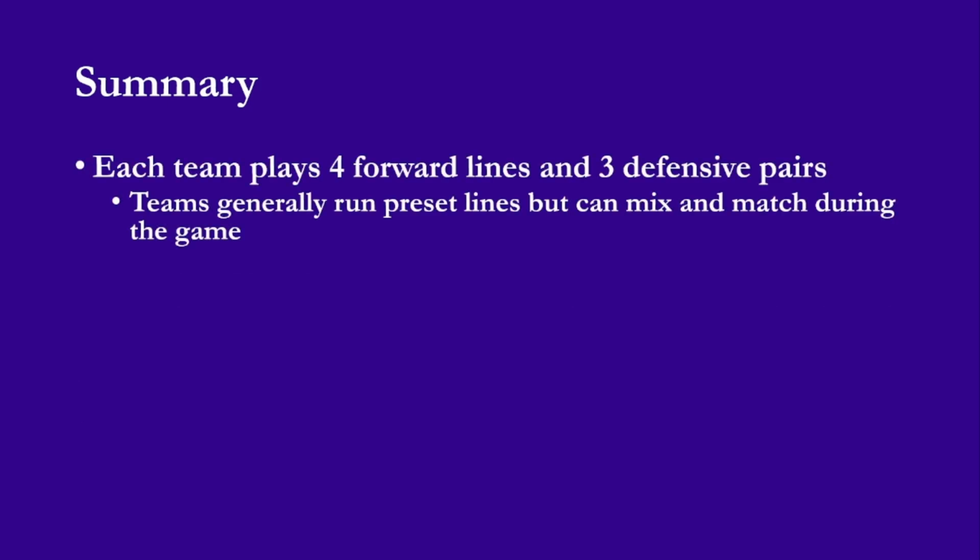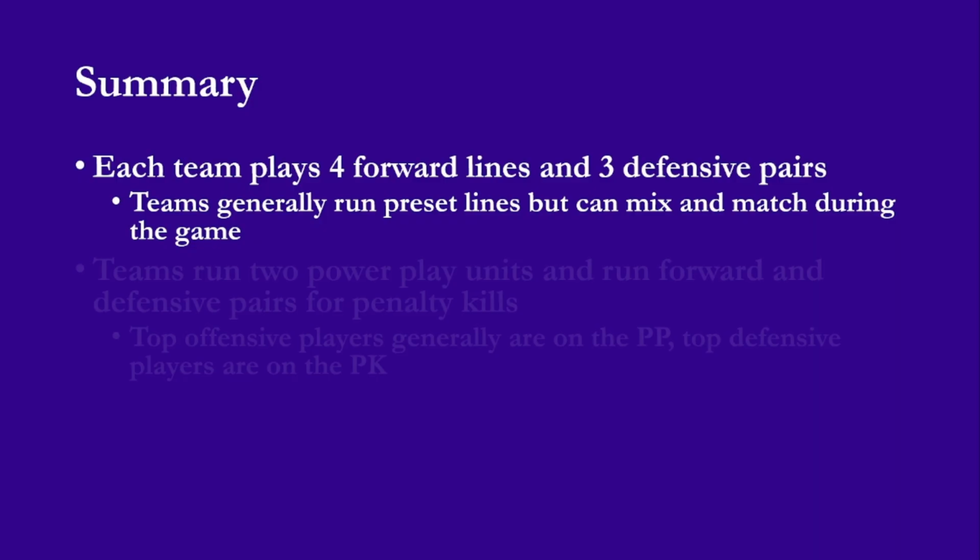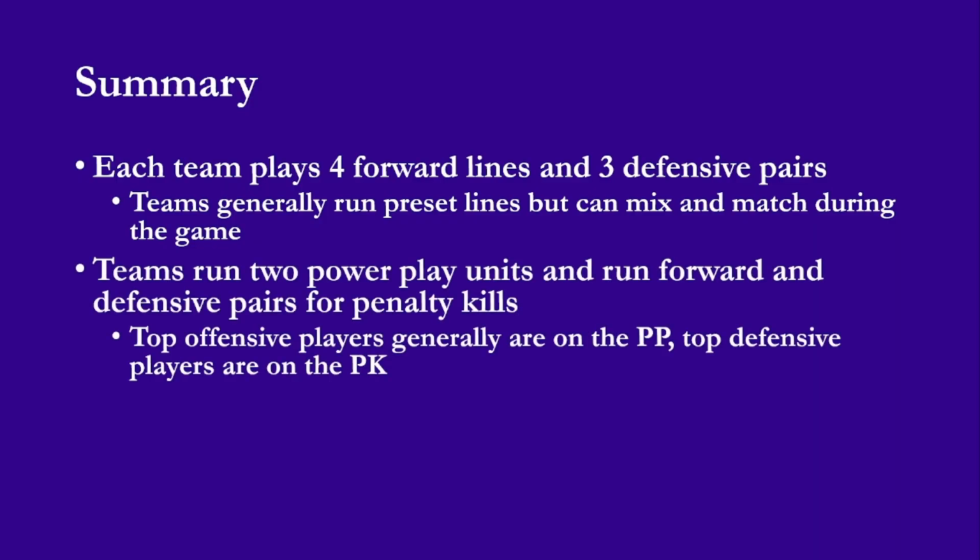All right, I want to end this with a summary. Each team has 4 forward lines and 3 defensive pairs. They run preset lines and can mix and match these lines during the game as they please. There's also the extra player that is either a forward or a defender that can slot in when needed. Teams run 2 power play units and run forward and defensive pairs on penalty kills.